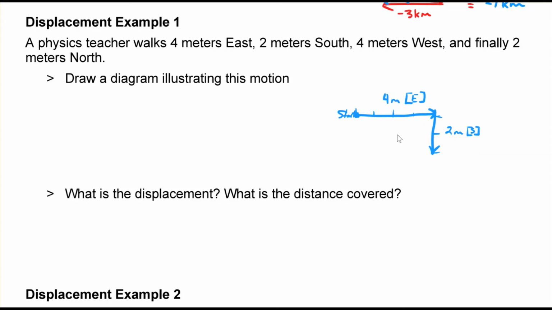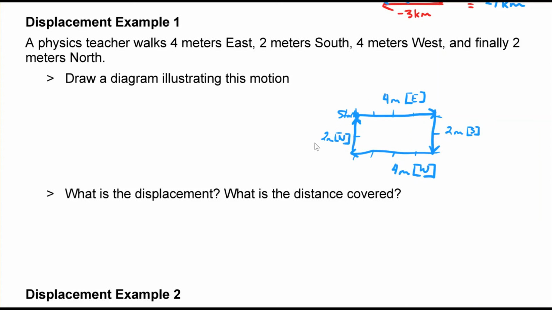And then from the end of that arrow, I went 4 meters. Holy, that's terrible. So 1, 2, 3, 4 meters west. And then from there, I went 2 meters. I'm terrible at drawing arrows, sorry. And then we went 2 meters north. Okay, no problem. So there's our diagram.